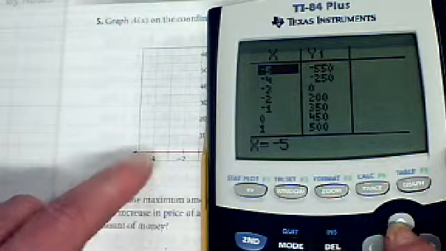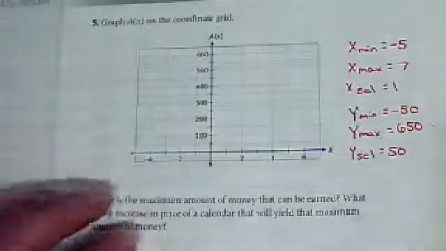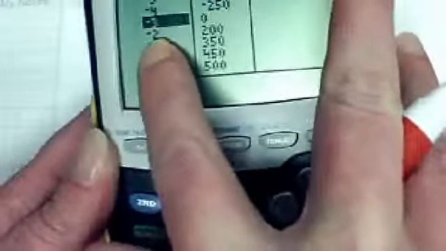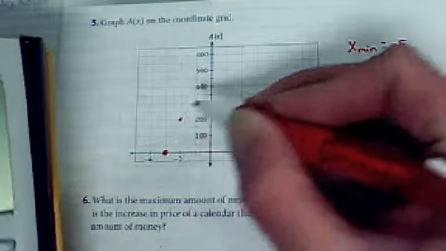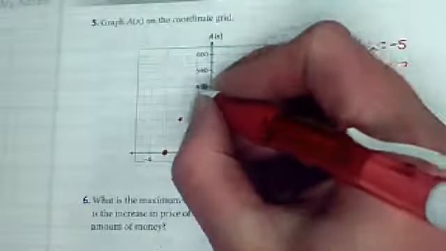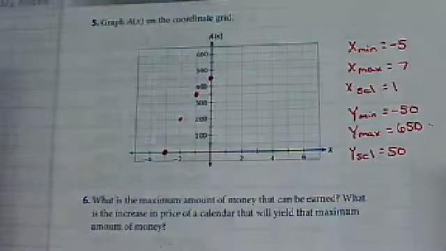But wait, that's way off my grid. The first point that's really going to be there is the point -3, 0. That's going to be right here. Oh, that's an x-intercept, isn't it? The next point I could graph is -2, 200. So -2, 200. -1 goes to 350. And then 0 goes to 450. That's our y-intercept, isn't it?